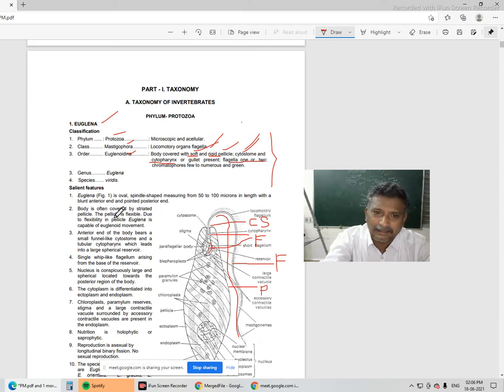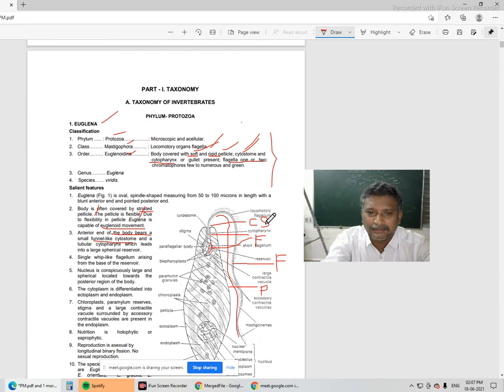Number 1. Here the body is often covered by a striated pellicle. The pellicle is flexible in nature. Due to the flexibility of the pellicle, Euglena is capable of euglenoid movement. Euglenoid movement is done by this. The anterior end of the body bears a small funnel-like cytostome. So here is the cytostome.